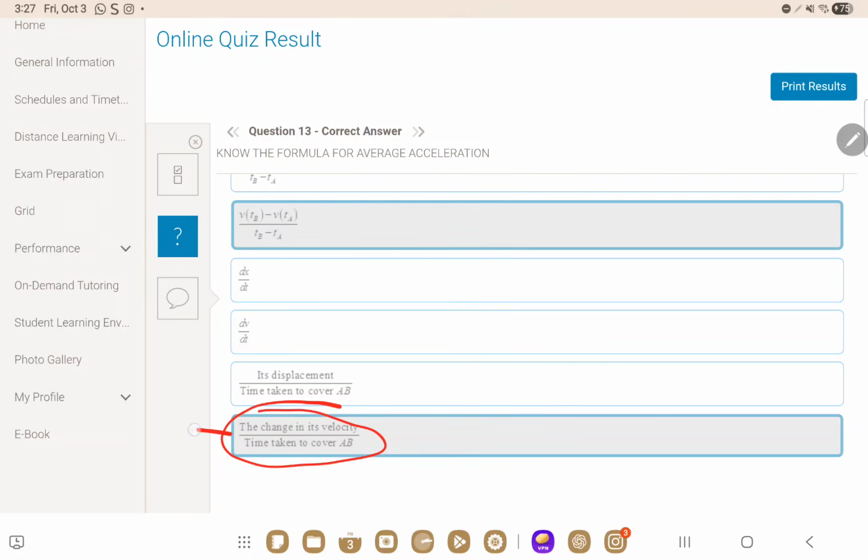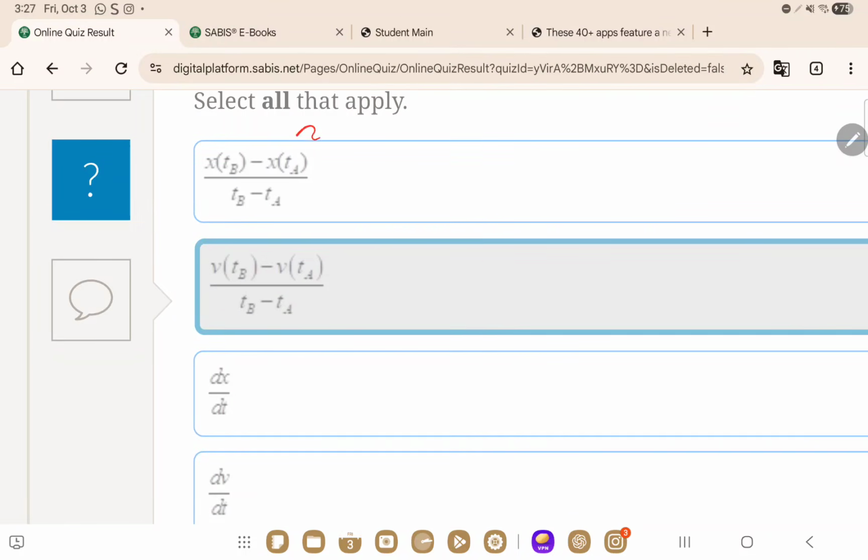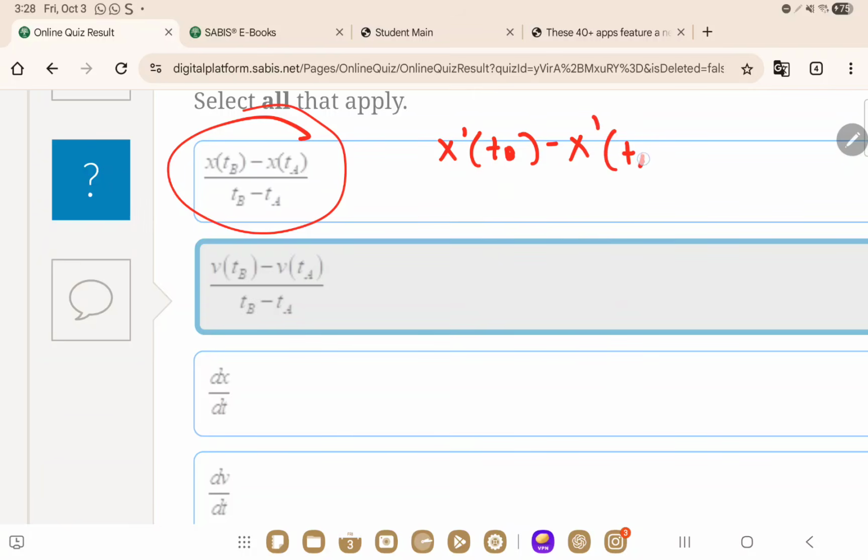This is the definition of average acceleration. It's the change in its velocity divided by the change in time, or the time it takes, which can be represented by v final minus v initial, or v at t, divided by the change in time. So this is basically very easy. Here, this is wrong, but if it wrote x prime tb minus x prime ta over tb minus ta, this would be correct.